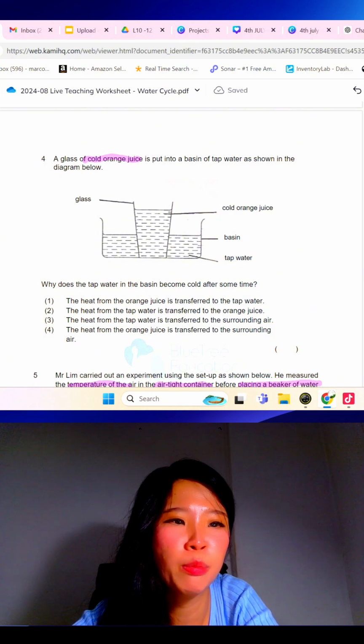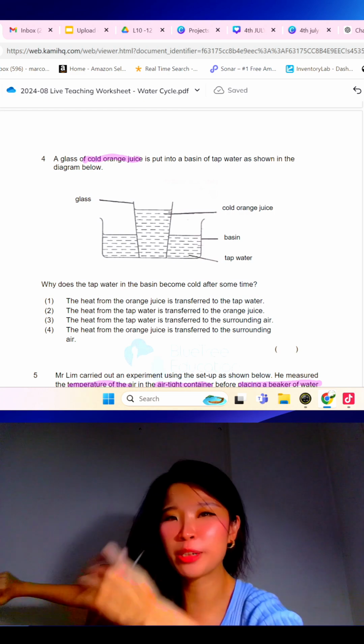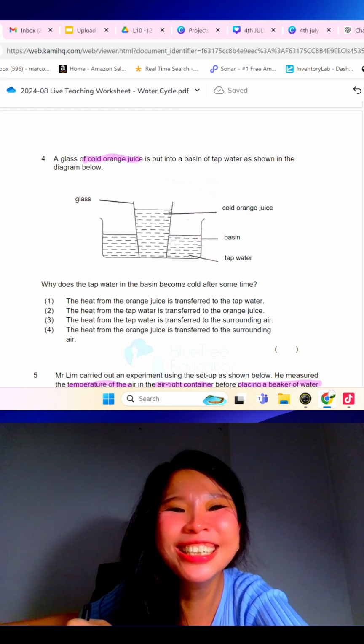How to remember all the science functions and ways of answering? I cannot remember how. That's why you must join Teacher Sari's class.